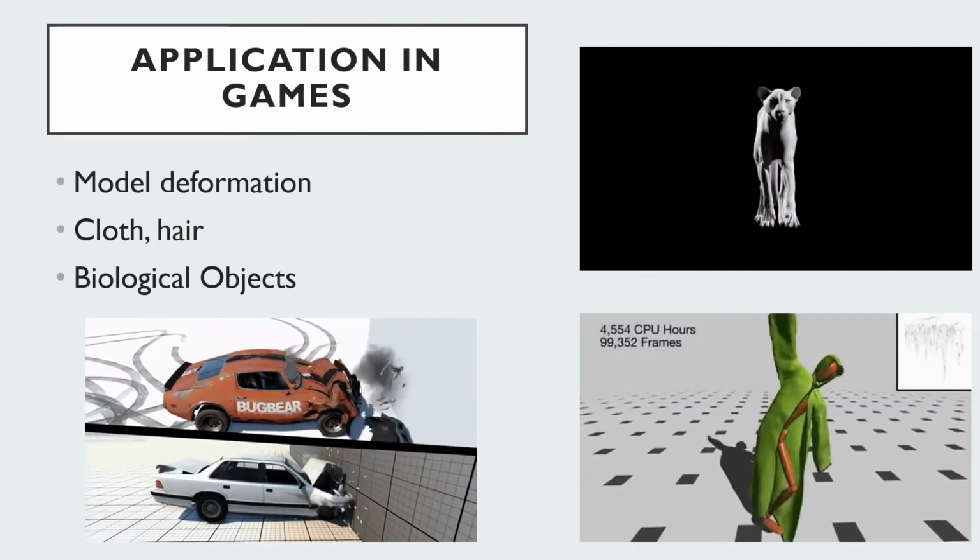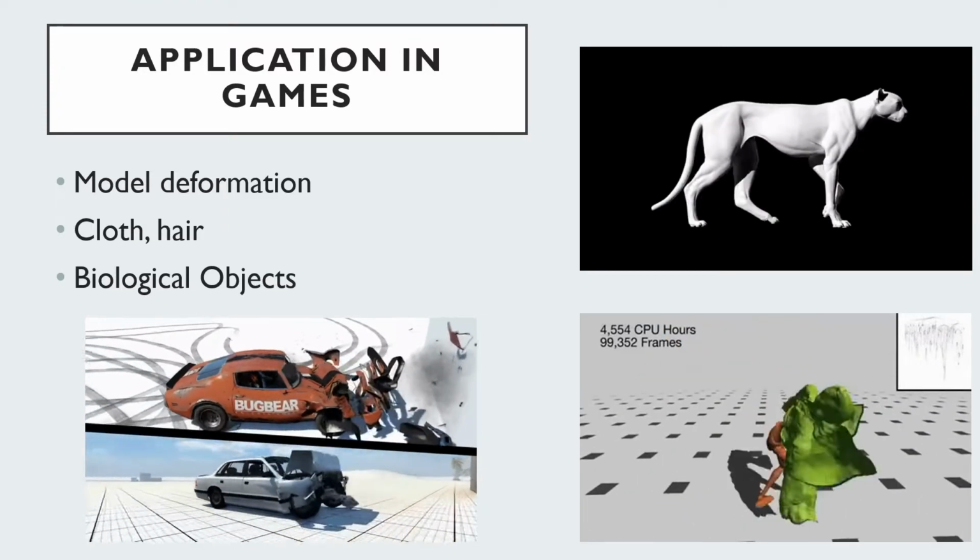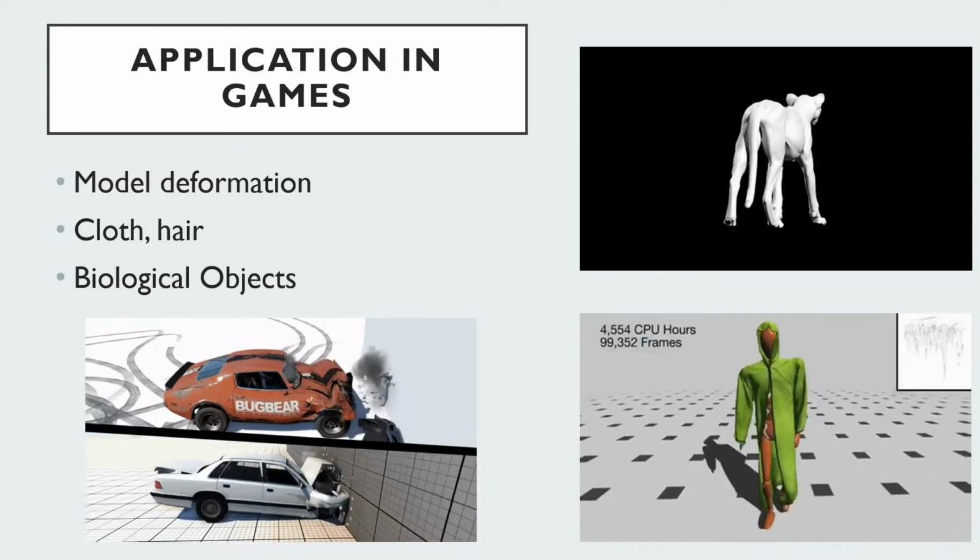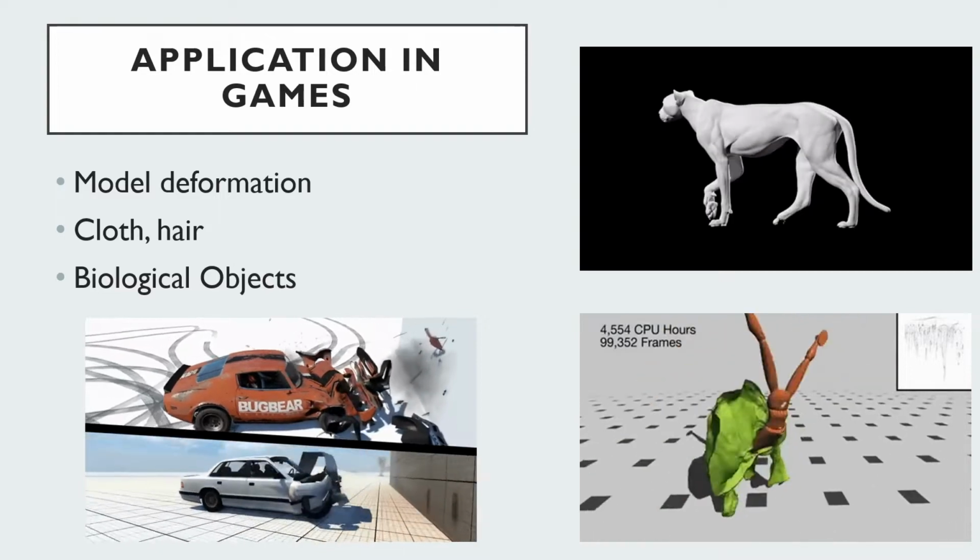All right, so now that you know what a soft body is, why should you care about them with respect to game development? I have three examples here. The first is model deformation.